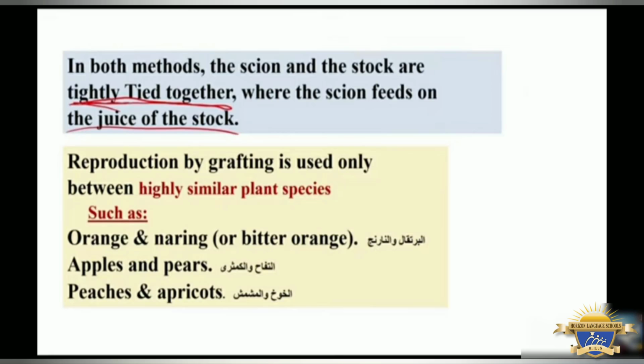This is very important. Reproduction by grafting is used only between highly similar plant species, such as orange and bitter orange, apples and pears, peaches and apricots. Give reason. The reproduction by grafting can't be used between orange and peaches because this kind of reproduction is used only between highly similar plant species. This is the reproduction by grafting.